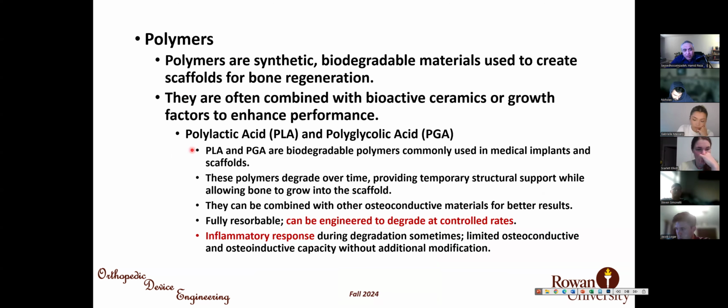We can use some polymers like PLA or PGA and add some osteoconductive materials or even some osteoinductive materials to them and use them as synthetic graft substitutes.